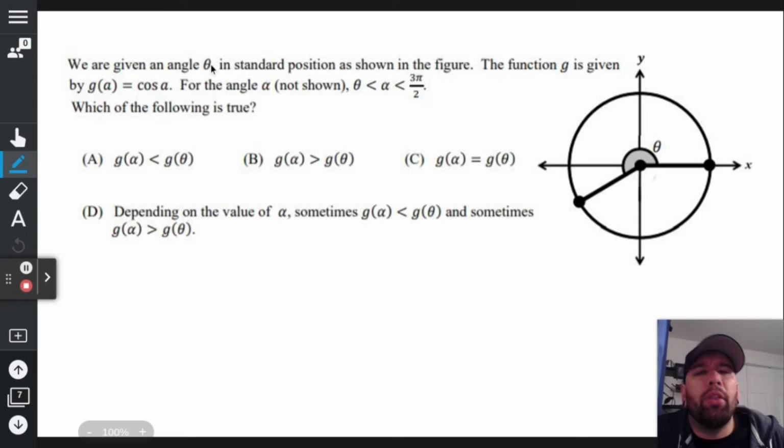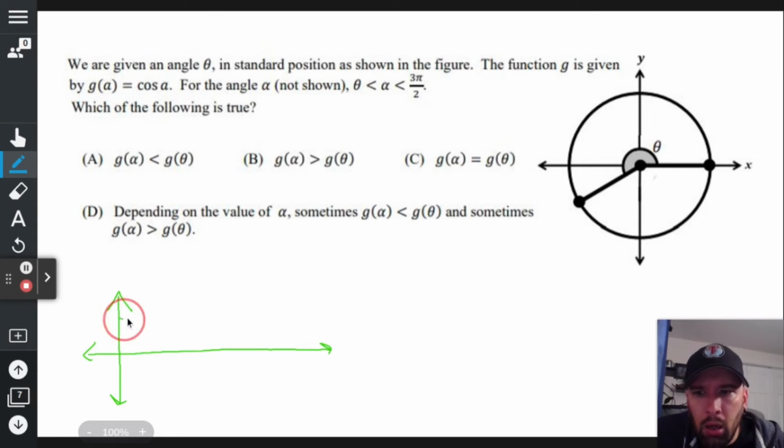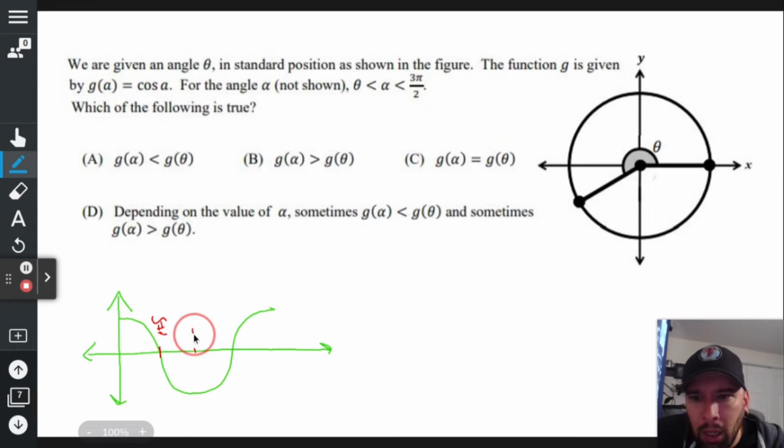We are given an angle theta, there it is, in standard position as shown in the figure. The function g is given to us by g of a equals cos a. All right, so g is a regular cosine function. Cosine looks like this. We have magic happening at pi over 2, at pi, at 3 pi over 2, and then at 2 pi it repeats.